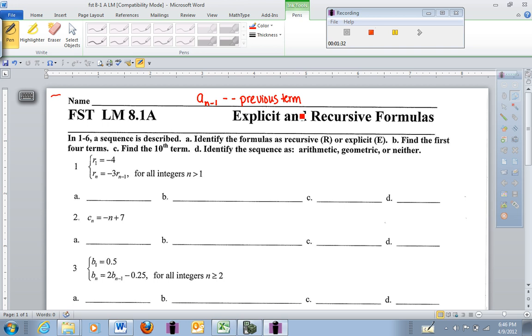Explicit formulas are like the formulas on the left side of the note card, and they give you explicitly the formula for the sequence of numbers that you will be looking at. In other words, it's explicitly going to just tell you exactly whatever term you want to know.